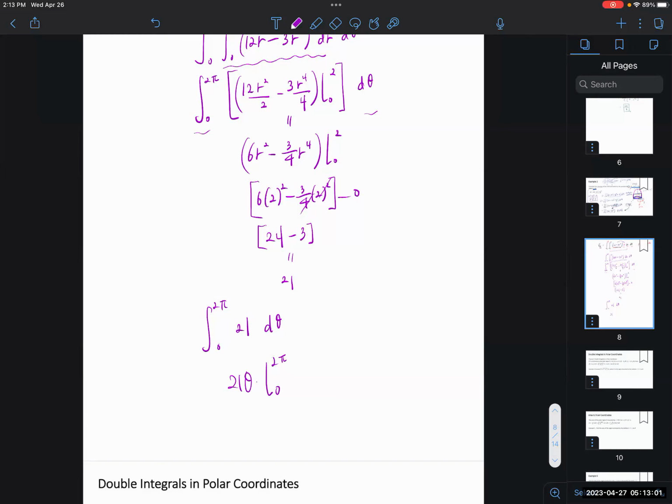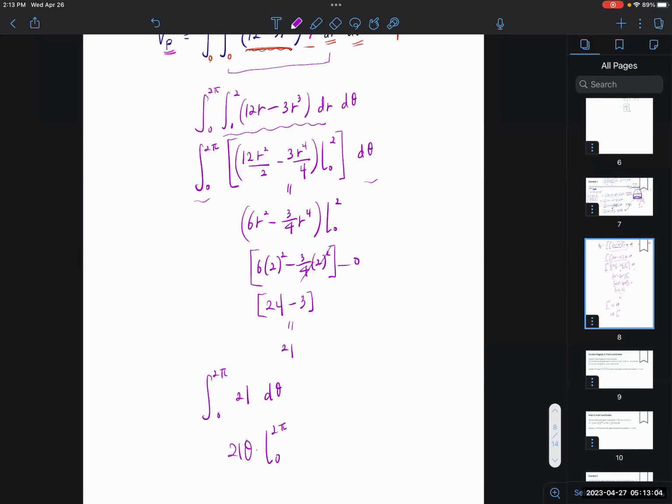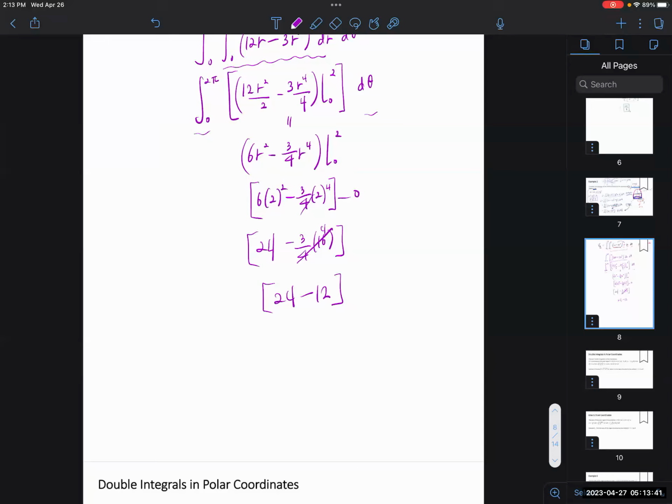Excuse me. Yes, the 2 should be to the power of 4, not 2. Sorry, I keep making a mistake. Let me go back. Yeah, you're right. I don't know why I put the second power. So let me go back, it's going to be 4. Yep. Let me just recalculate it. This is going to be 24, definitely. And 3 over 4, 2 to the 4 is 16. Yep, so that's going to be 4. So we have 24 minus 4 times 3, which is 12. I hope this is better. Yeah, there we go, actually 12.